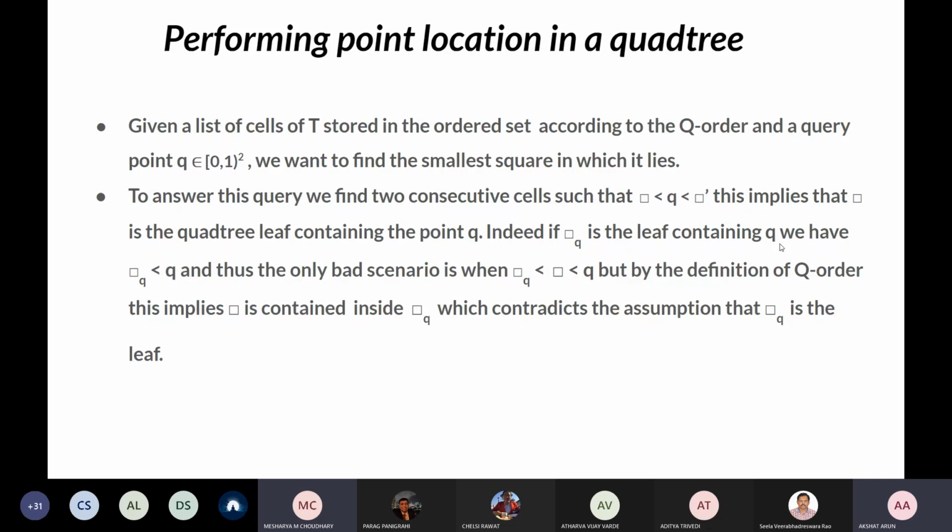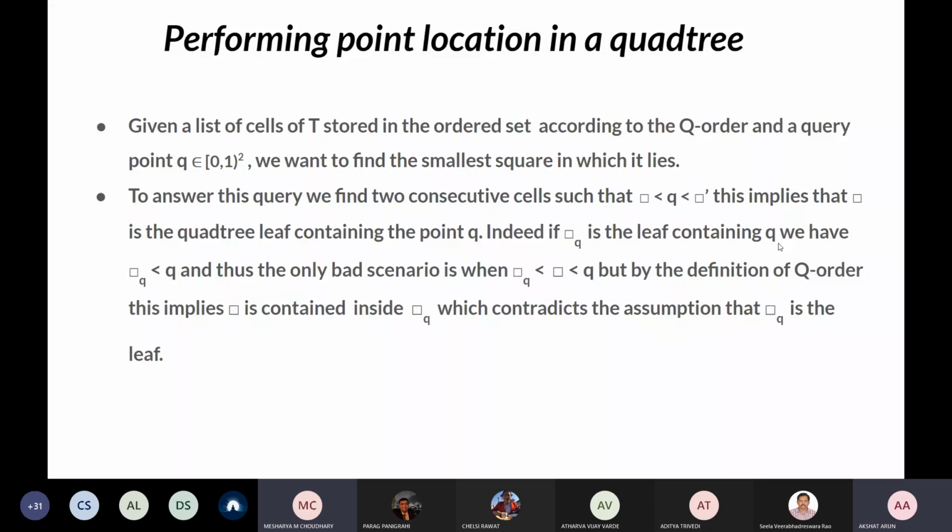Performing point location in a quadtree. Given a list of cells of T stored in an ordered set according to the Q order and a query point Q, we want to find the smallest square in which it lies. To answer this query, we find two consecutive cells such that the following relation holds: square is less than Q is less than square prime. This implies that square is the quadtree leaf that contains the point Q.